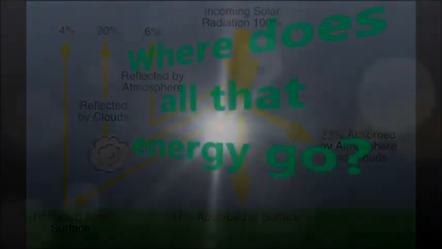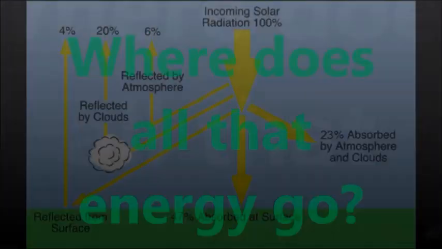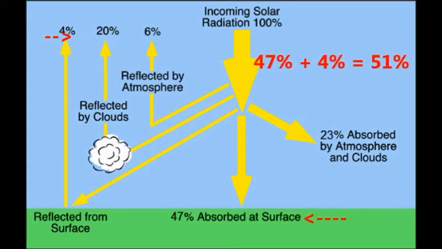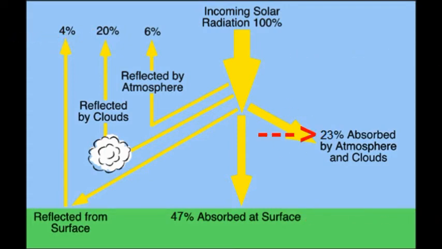Now the question is, where does all that energy go? Well, about 47% of it reaches the Earth and is absorbed, and about 4% of it reaches the Earth but is then immediately reflected back into space. So that's the 51%. 23% of it is absorbed into the atmosphere, into clouds. 26% is bounced off of the atmosphere and clouds.